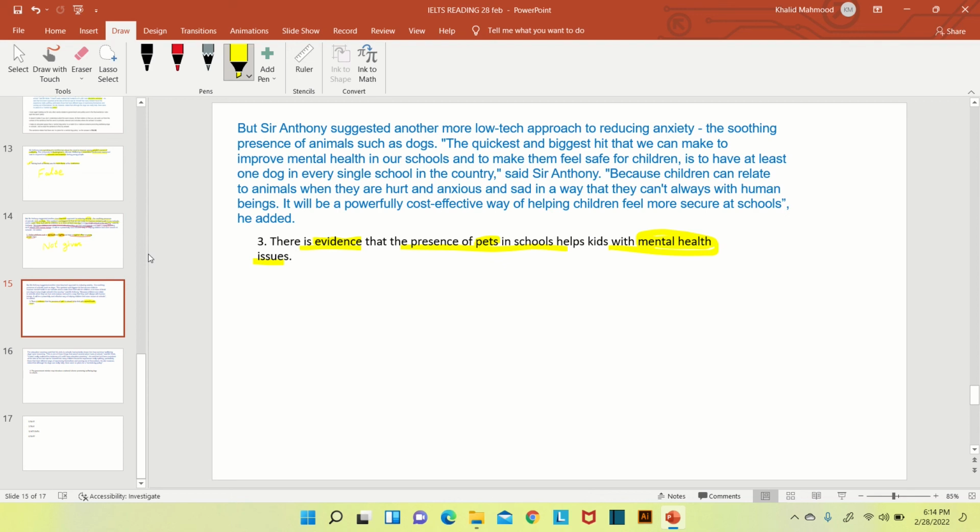Let's read the passage. But Sir Anthony suggested that one low-tech. The answer to the third question is in the part of the passage that you have read previously, it is in here. So let me read it once again for you. The quickest and biggest hit that we can make to improve mental health in our school is to make them feel safe for children, but is to have at least one dog in every single school in the country. See, the keywords are matching. Help means to improve, and mental health is given, the same words. So to have a dog, that means the answer is true.